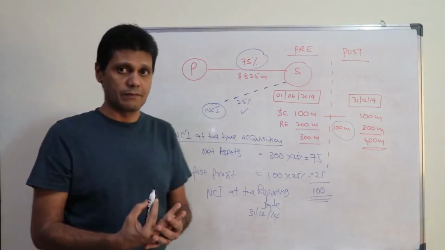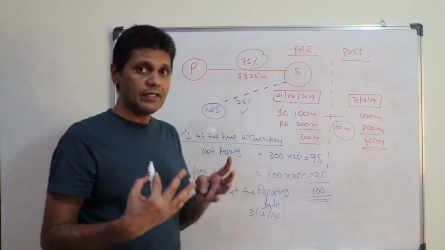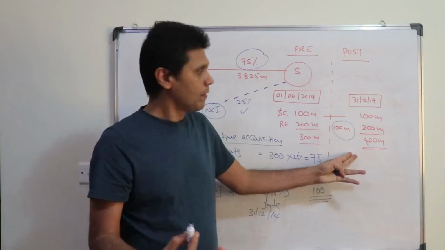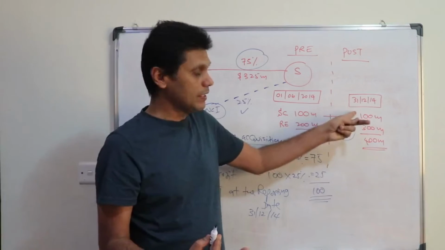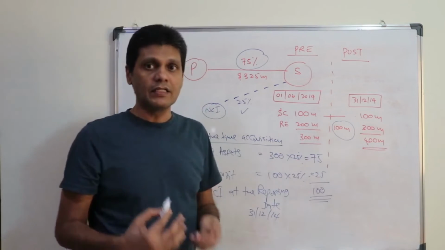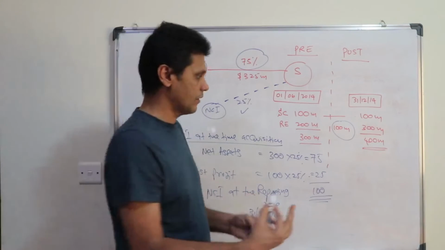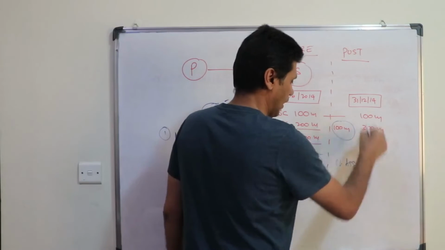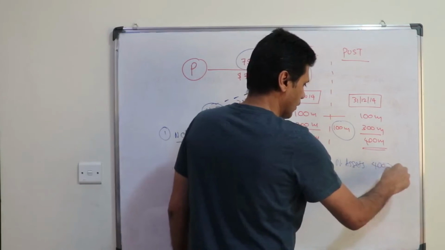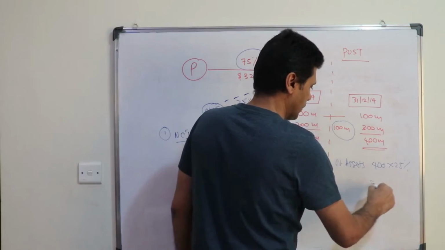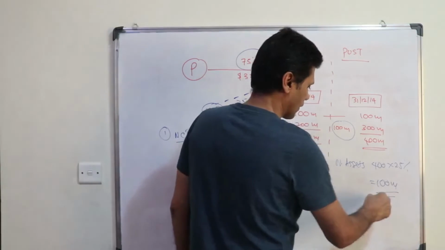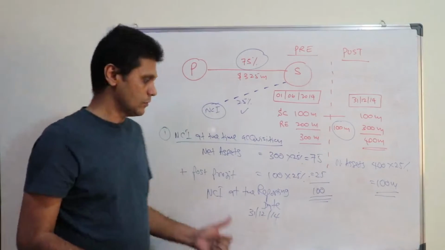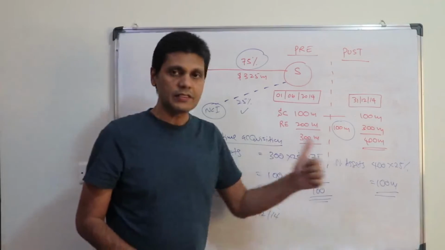So what is the second method? The second method is a very easy method, where you take the net assets at the reporting date. On the total net assets, straight away you apply the percentage. So the net assets at the reporting date are 400 million, and on that 25% will be 100 million. Okay, so this is the second method where you can calculate the NCI. So this is the first method and this is the second method.